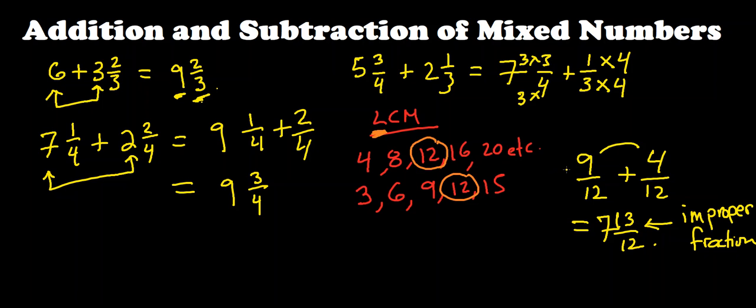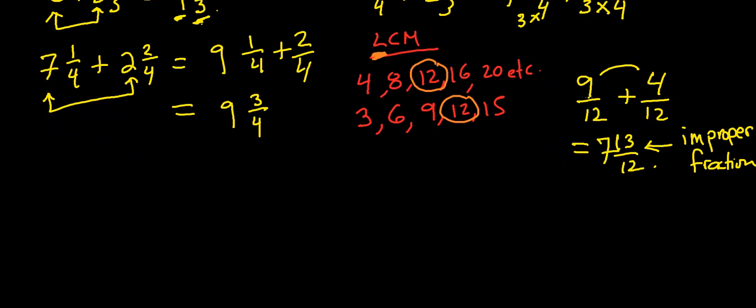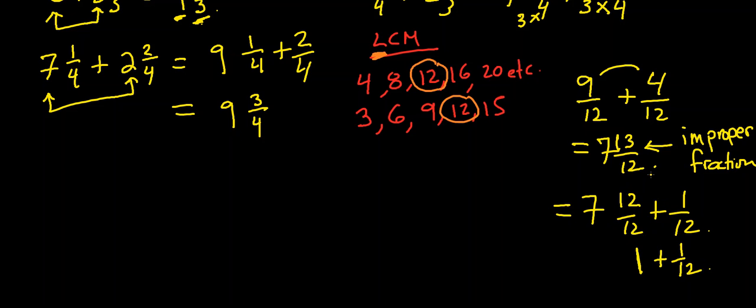So what we can do in this case is convert this improper fraction into a proper fraction or a mixed number. How do we do that? Well, we can rewrite 13 over 12 as 12 over 12 plus 1 over 12, because 12 plus 1 is 13, and we keep 12 as the denominator. 12 over 12 is 1, and then we have the 1 over 12. So 13 over 12 is the same as 1 whole and 1 over 12. So we have 7 plus 1 plus 1 over 12.